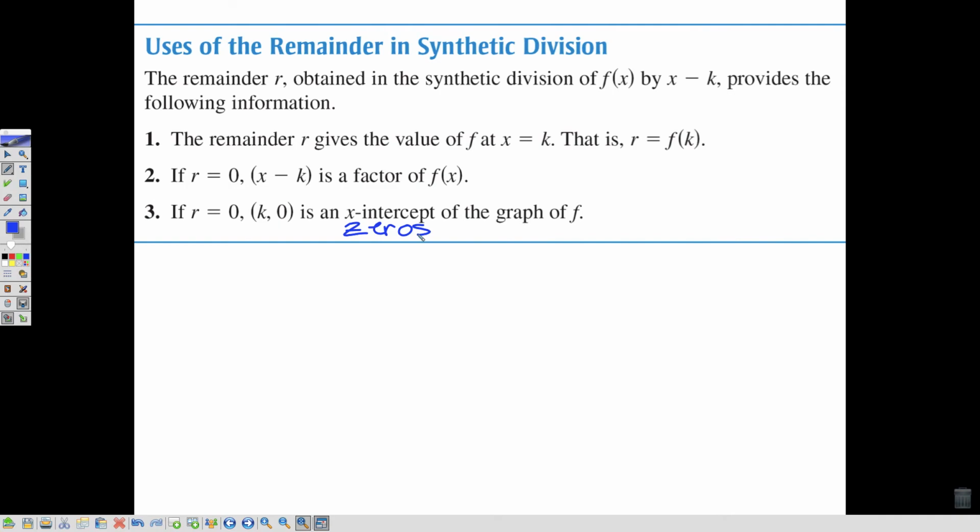If we don't get a 0, then it's not a factor, it's not an x-intercept. It's okay. Life is fine. Unless it says show that. If it says show that, then we did something wrong.